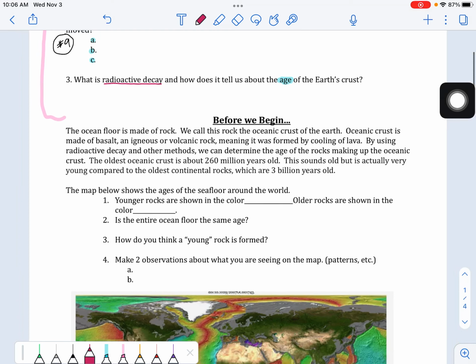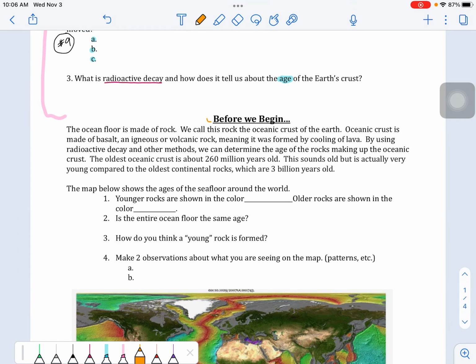So you do have a small intro paragraph to look at here. It says, before we begin. So now would be a great time to pause and read through this paragraph. And then you can start looking at the maps and answering the questions.